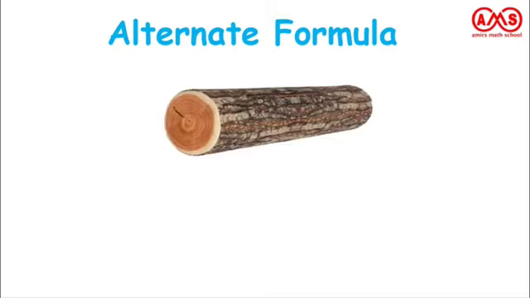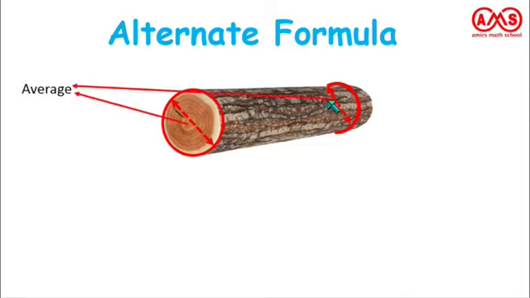Let's see one alternative formula, that is in this formula we use the diameter of the log. Suppose this is our wood log. In this case we measure the diameter of this log, that is this one is the diameter of this log, and we take this diameter where this diameter is the maximum. We take another diameter where the diameter is minimum and then average these two diameters, and we take this diameter in inch and the length in feet, same as the previous.